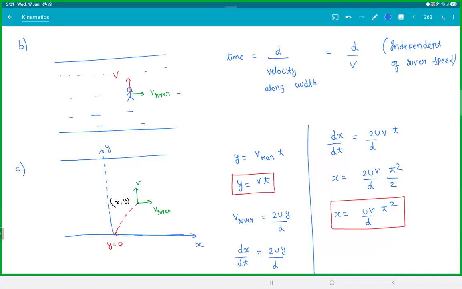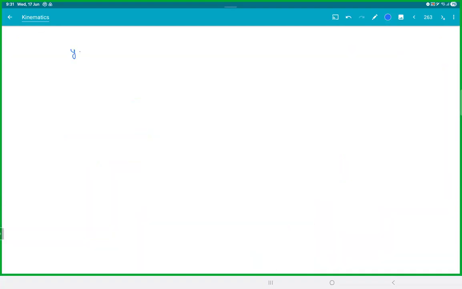Any doubts on this part? Now, once you got this, you're done. So then you have y is equal to Vt, and then we have x is equal to uv by dt square. So take t is equal to y by v and substitute here.